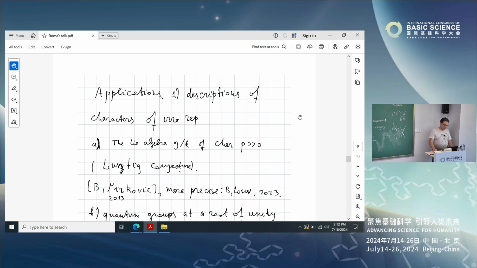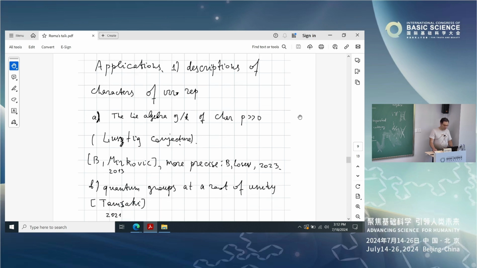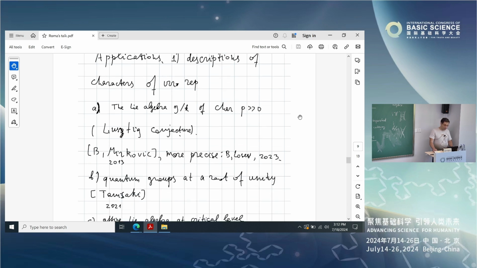Okay, so we first work with these algebras in positive characteristic. Another setting is quantum groups at a root of unity, which was just conjectures in our paper in 2013, but worked out by Tanisaki.